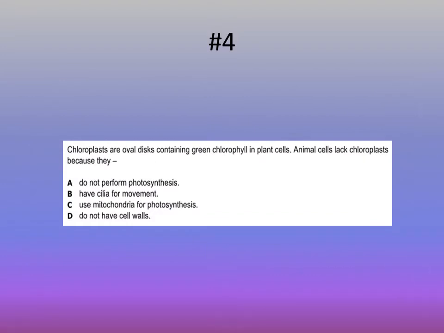Number 4. Chloroplasts are oval discs containing green chlorophyll in plant cells. Animal cells lack chloroplasts because they: A. Do not perform photosynthesis. B. Have cilia for movement. C. Use mitochondria for photosynthesis. D. Do not have cell walls.